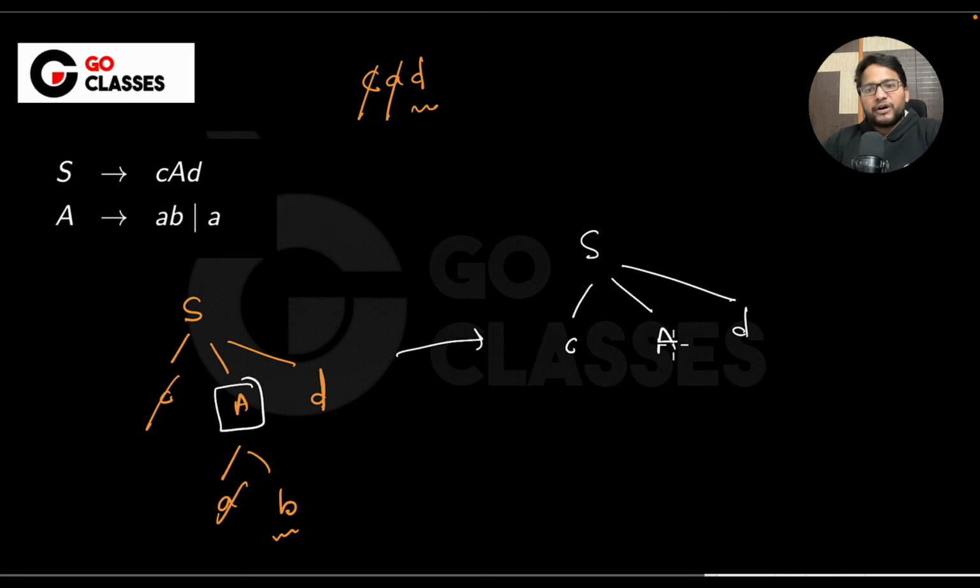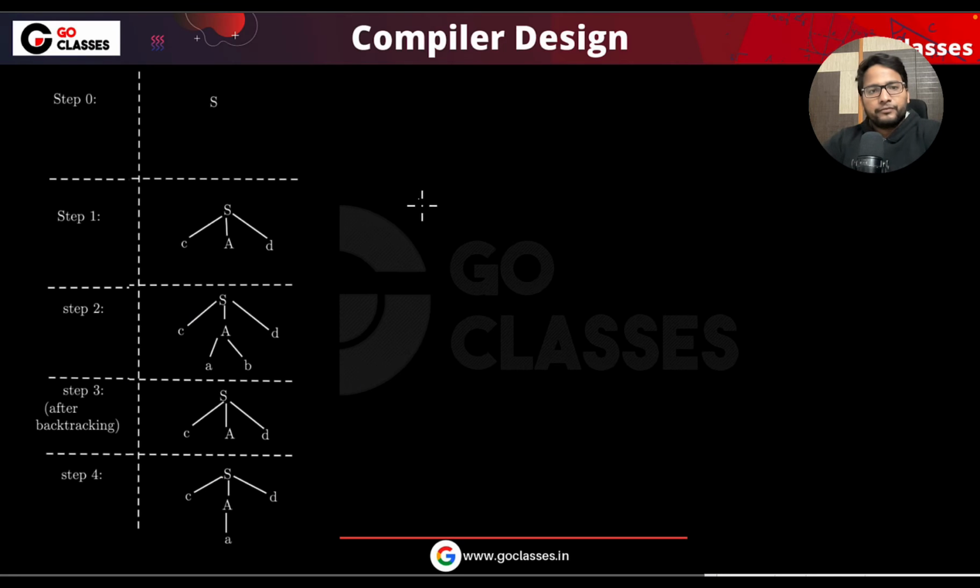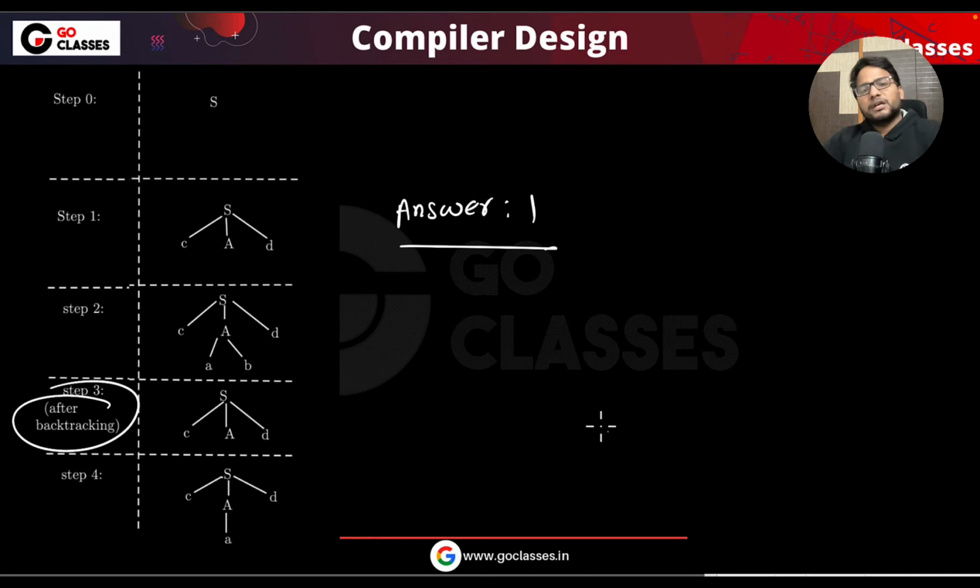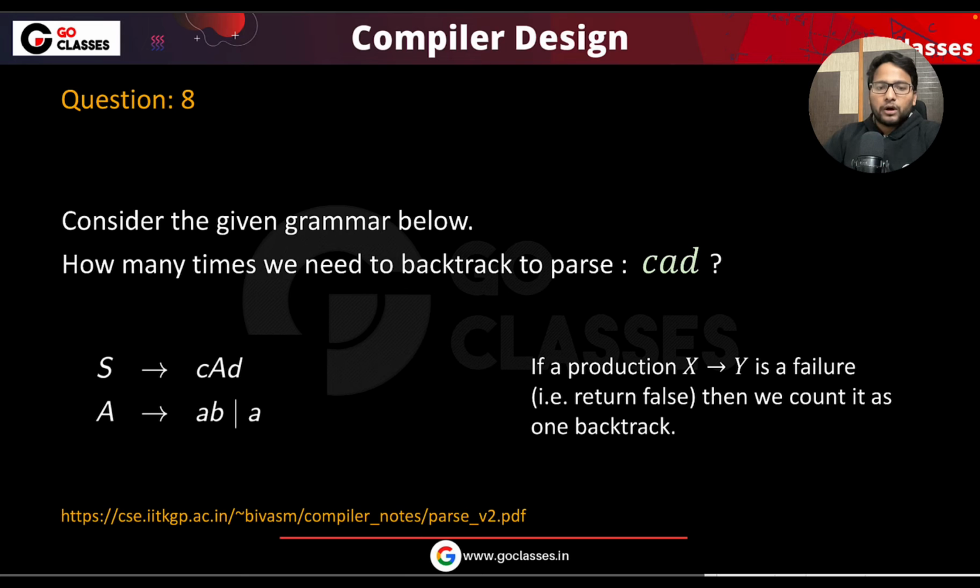So you will try a different production of A, which means you will try this capital A gives small a now. So then C is matching, A is matching, right? And then this time D is also matching. So that's great. So this will return true. So I think just one backtrack you need to do, right? So what is the answer? Answer is one backtrack only. Easy question, but you need to understand the parser to answer this completely, right?